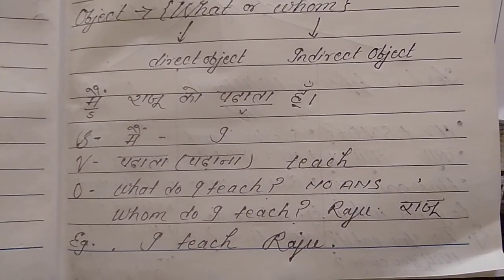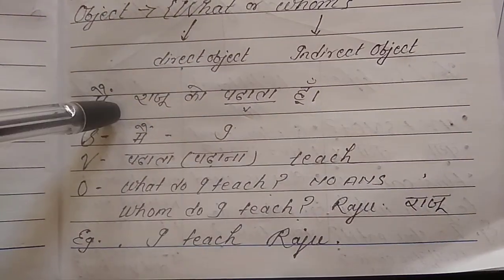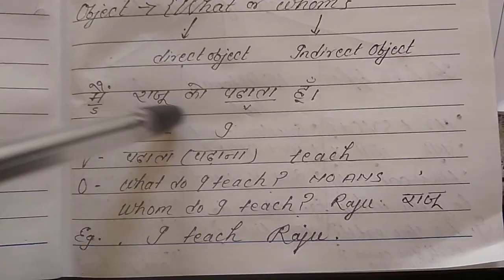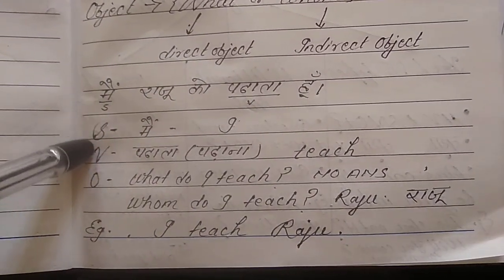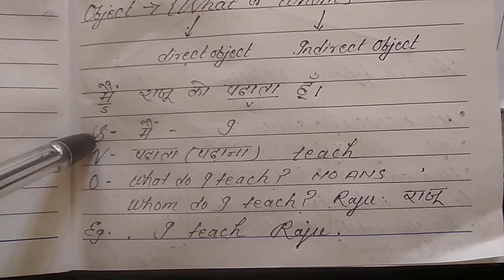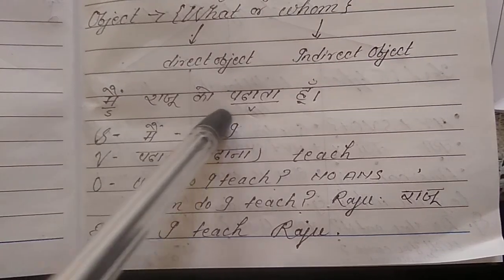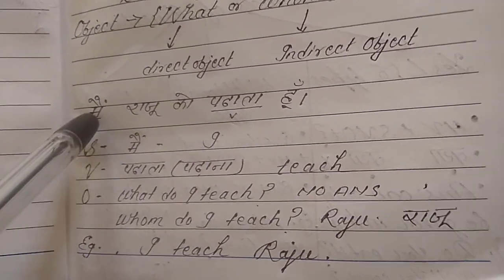Let us translate the positive sentence, especially assertive or declarative sentence, here given in Hindi, मैं राजू को पढ़ाता हूँ. At first, what you have to look for, the series should always be written in the same manner: S, V, and O. S for subject. Look for the subject in the sentence. As I told you, subject is known with the help of who.